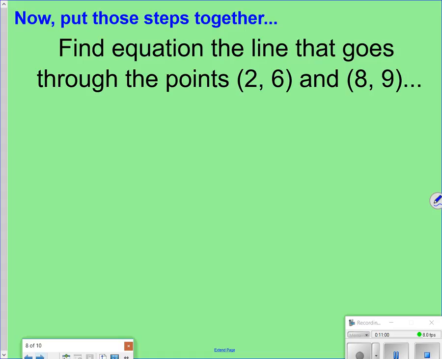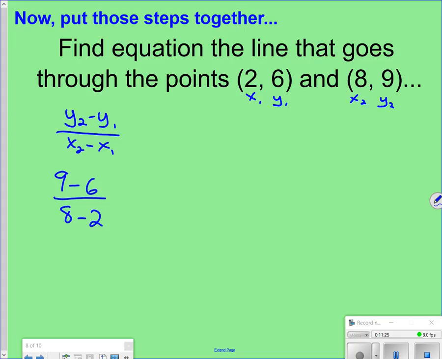So we know the slope formula is y2 minus y1 over x2 minus x1. And we're pretty good at it now. We did it once. We've been practicing. So I'm going to go through this one kind of quicker, right? This is x1, y1, x2, y2. All right. So I've got 9 minus 6 over 8 minus 2. Okay. Gets me a 3 over 6. Simplifies to 1/2. So I've done a lot of the work now. I know that the slope is 1/2.